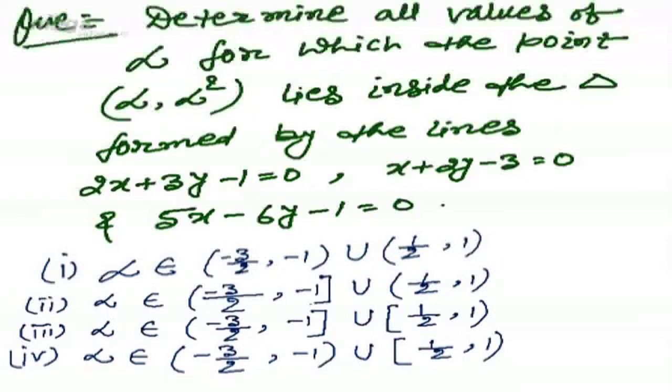And the fourth option is alpha belongs to open interval minus 3 by 2 to minus 1 open interval, union open interval half. And the fourth option is alpha belongs to open interval minus 3 by 2 to open interval minus 1, union close interval half to open interval 1. This question was asked in IIT in the year 1992.